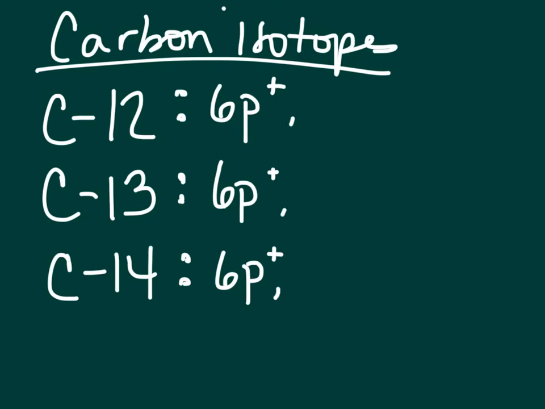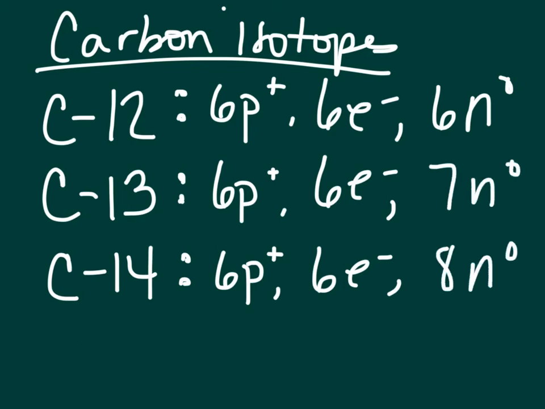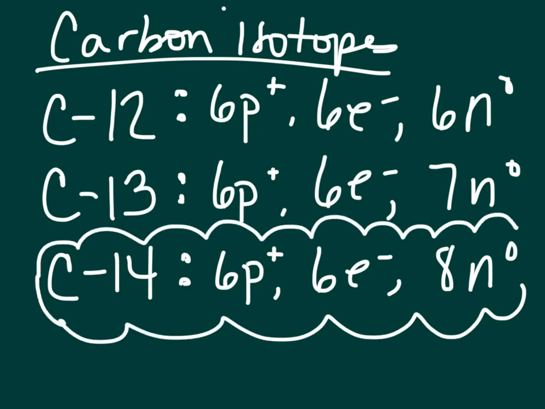And because you are enterprising young honors biology students, you know that anytime I give you an atom, it's neutral. So you're going to tell me how many electrons does it have every time? 6. So, how many neutrons? C12 has 6, C13 has 7, and C14 has 8. Which one of these is radioactive? That one is the radioactive one.